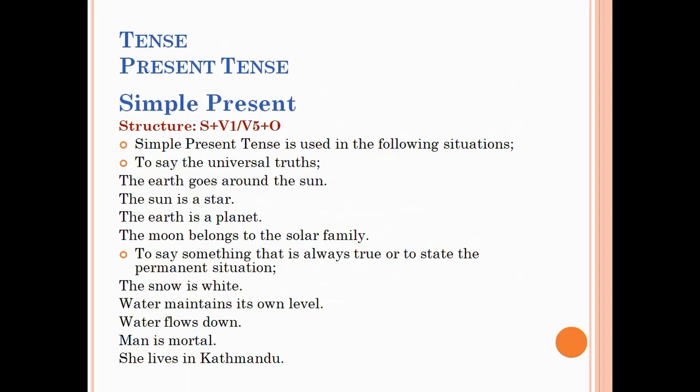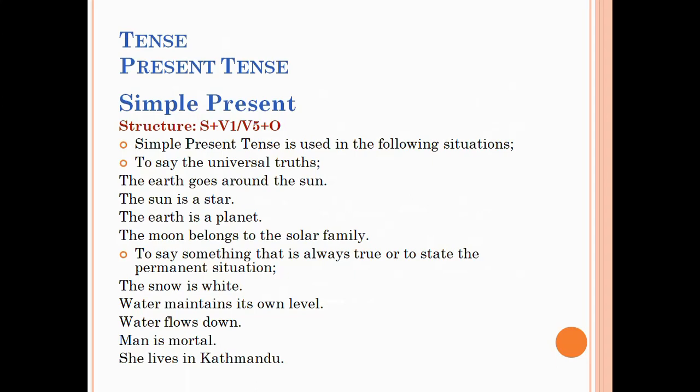The structure of simple present tense is subject, verb 1 or verb 5 plus object. So see here, subject, verb 1 or verb 5. So you must understand in what situation or what cases you can use verb 1 or verb 5. Verb 1 is always a plural verb and verb 5 is always a singular verb. So now you may understand if the subject is singular, you have to use singular verb, which is verb 5, and if the subject is plural, you have to use plural verb, that is verb 1.